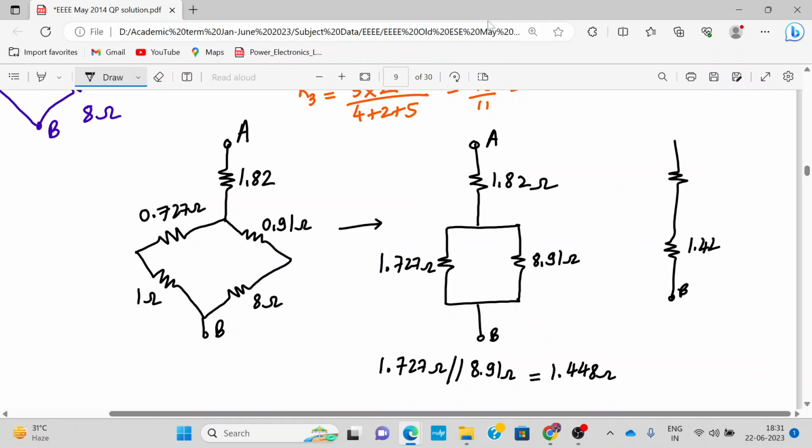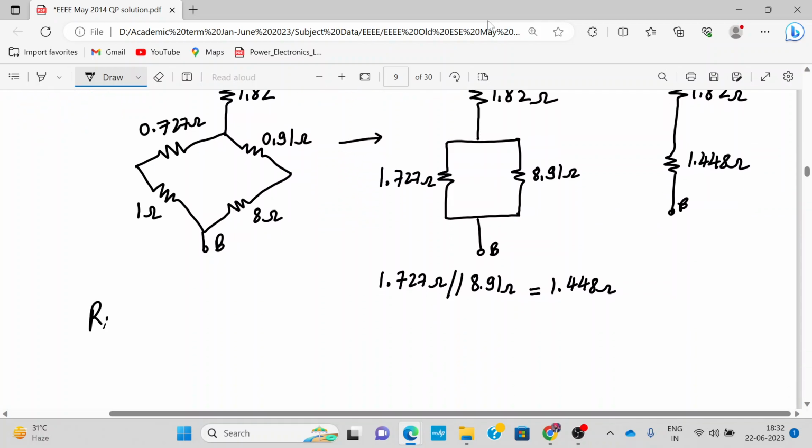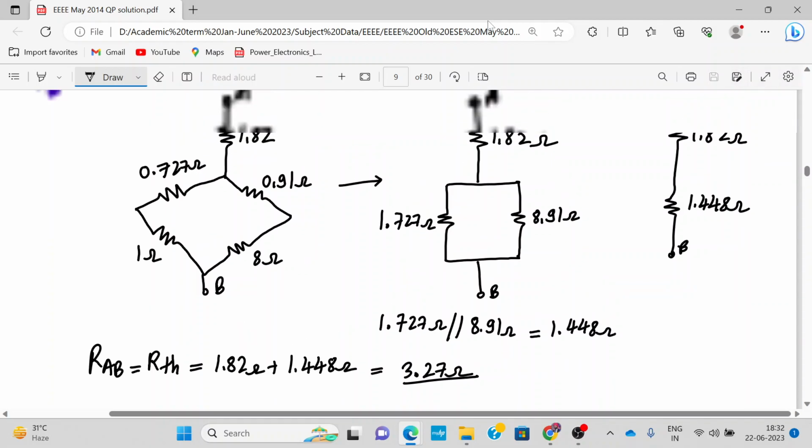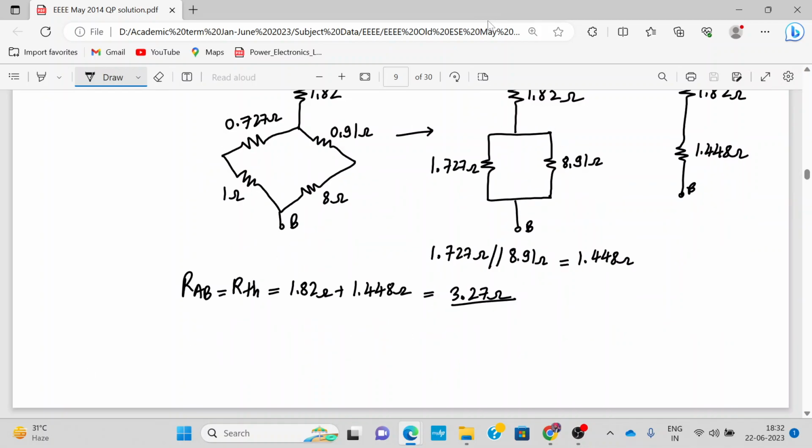B, 1.448 ohms, 1.82 ohms. Those are in series, right? So RAB is equal to RTH is equal to 1.82 ohms plus 1.448 ohms. That will be 3.27 ohms. That is the answer. I'll give you half a minute to complete this much. I hope you are getting the similar answers. Yes. Okay, already got. Great.